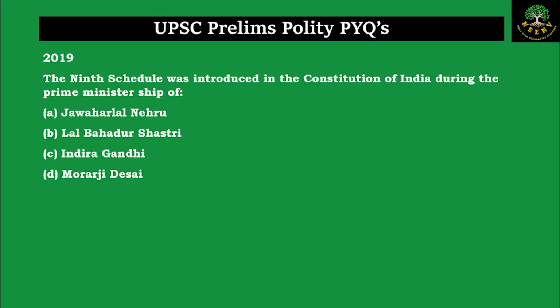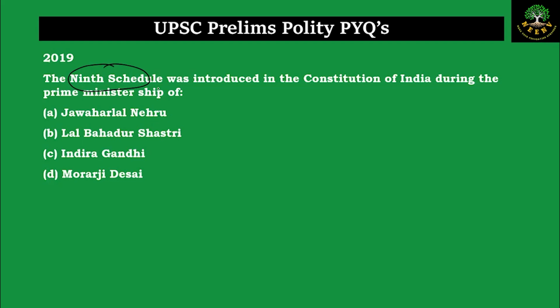Let us discuss the next question. This is from 2019. The ninth schedule was introduced in the Constitution of India during the Prime Ministership of Nehru, Shastri, Indira Gandhi or Morarji Desai. Generally, the questions from this particular chapter would be about the provisions which are mentioned in the schedules. But for a change, this question focused on the Prime Minister who was there when the schedule was added to the Constitution through amendment.